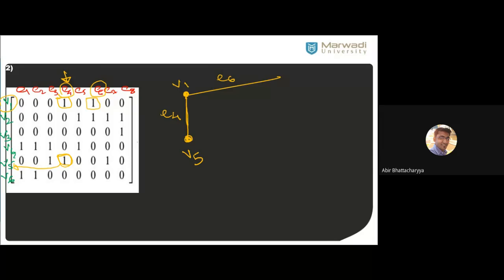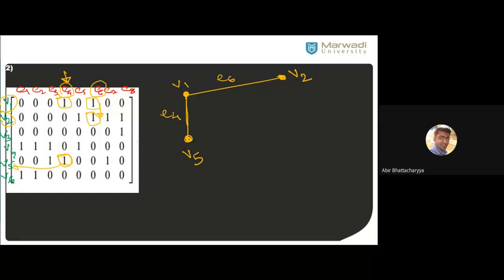Similarly for E6, what is the other end? For E6, the other end is V2. Look at this one. One is this, another one is this. So this is going to be V2. So this vertex is V2 for E6. Okay. So we have found three vertex, V1, V2, V5.